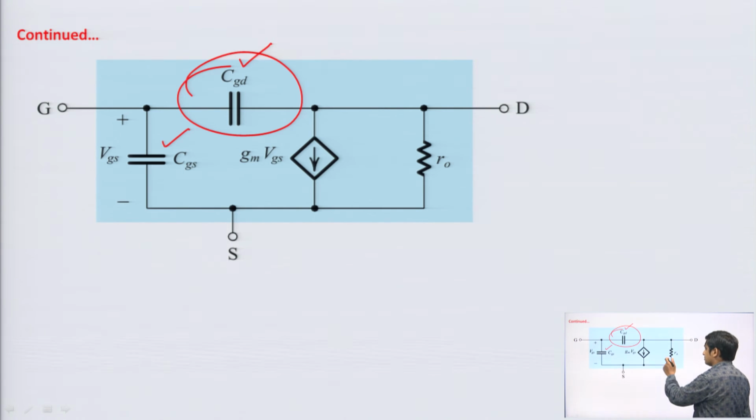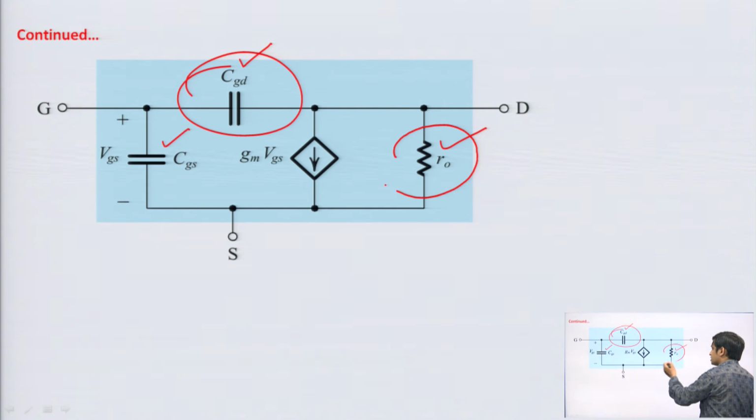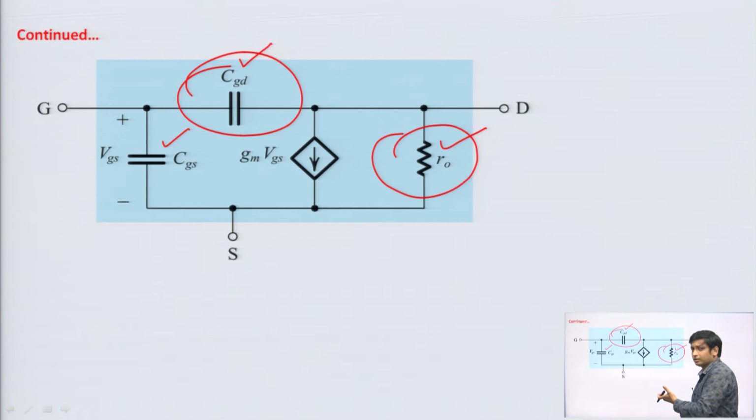The remaining things are the same. Ro is due to channel length modulation, the early effect. We can neglect it in discrete circuits, but in IC designing no. In IC designing this Ro plays a big role, but in discrete circuits we can neglect it.